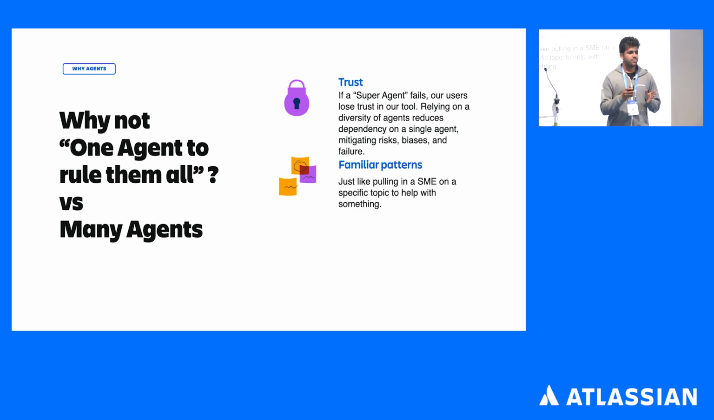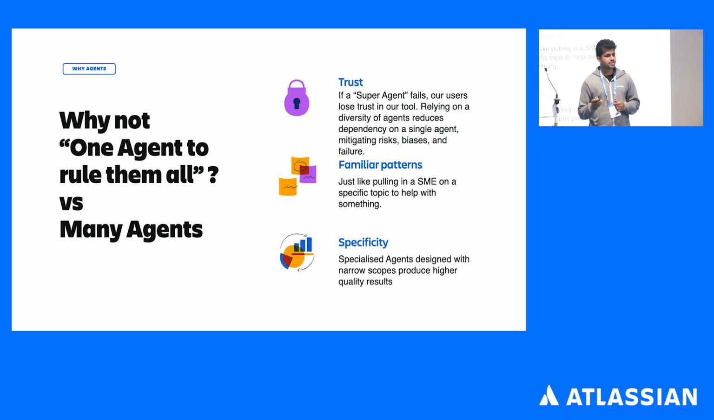Secondly, having separate agents is just like pulling in one of your colleagues in the real world. They might be an expert on a specific domain. So it mirrors workplace dynamics, which is much more intuitive. And lastly, specialized agents with narrow scopes tend to produce higher quality, more specific results.